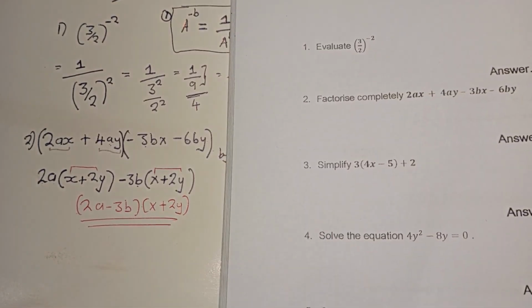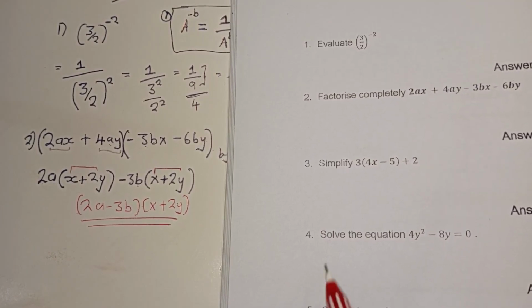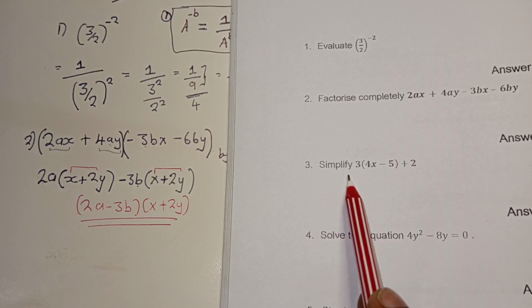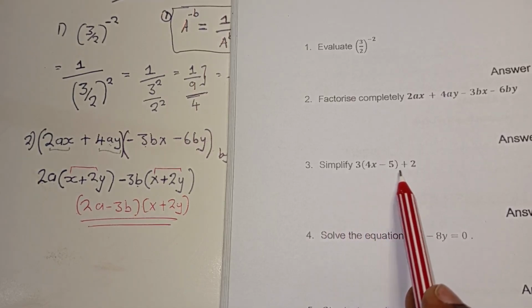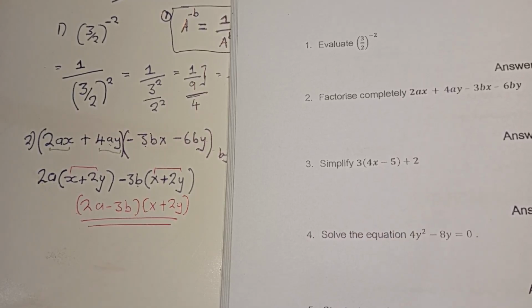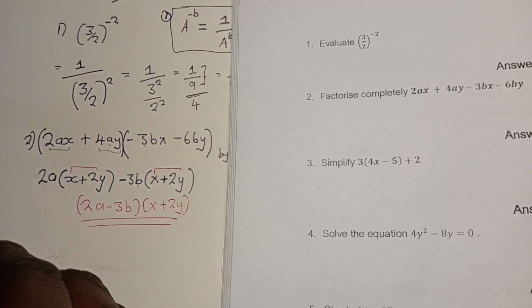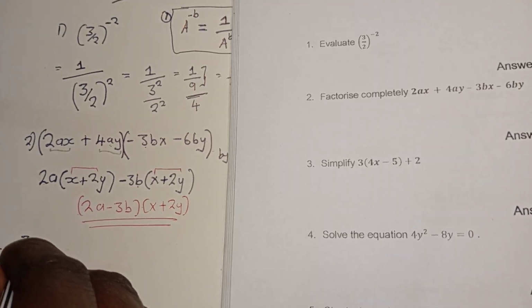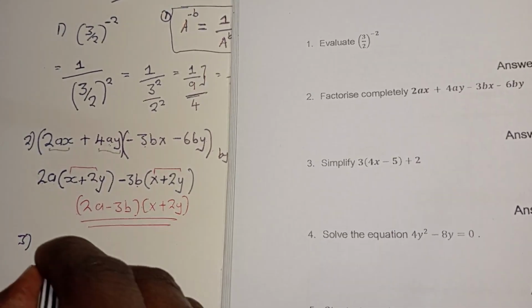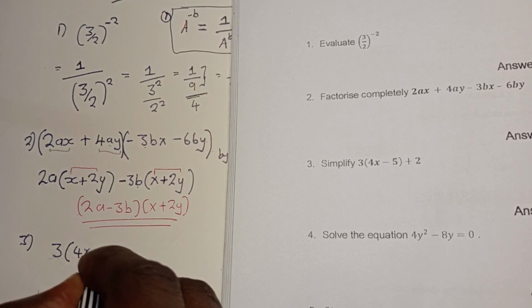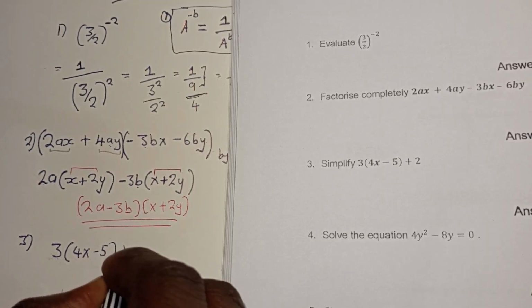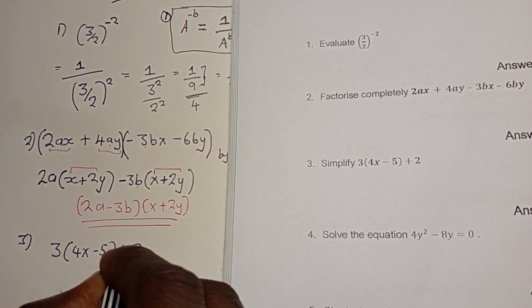Question number 3. The question says, simplify 3 in brackets 4x minus 5 plus 2. Okay, let's just write the question. Question number 3 here says 3 in brackets 4x minus 5 plus 2.